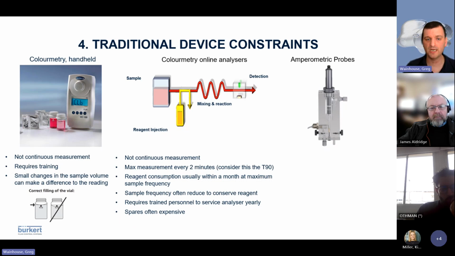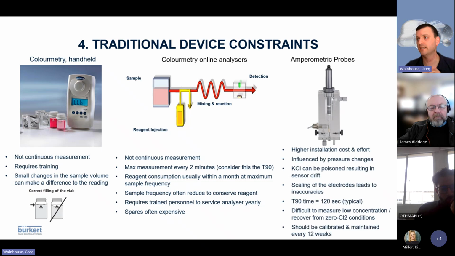You need to have trained personnel to service the analyzer. And this is why I say that normally it would be the OEM or a contractor that does the maintenance of these colorimetry analyzers. And that can often be expensive as well. Spares, we talked about pumps and valves being used on these analyzers. Quite often they can be quite expensive as well.